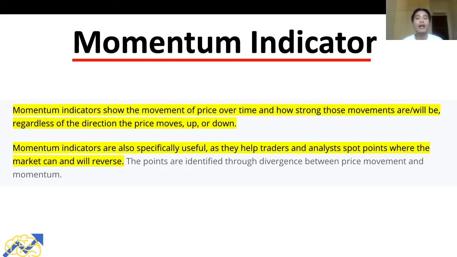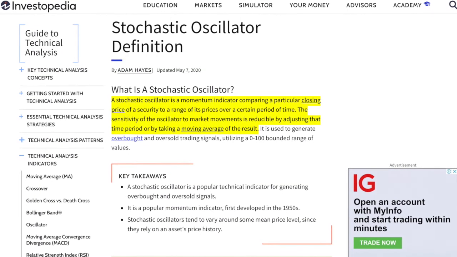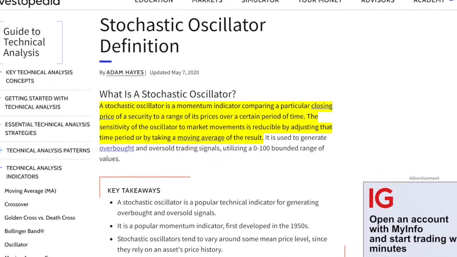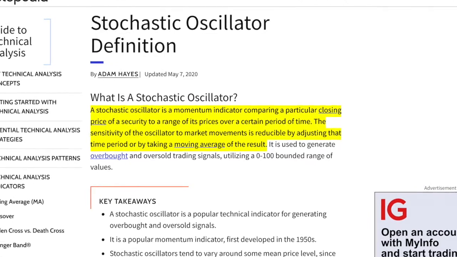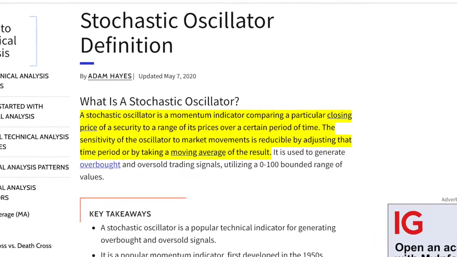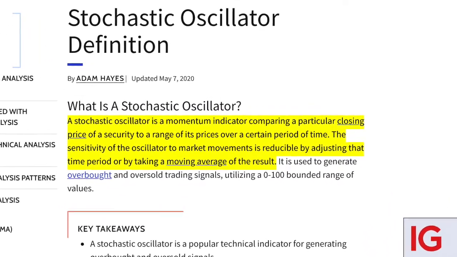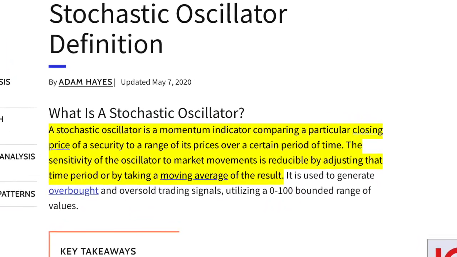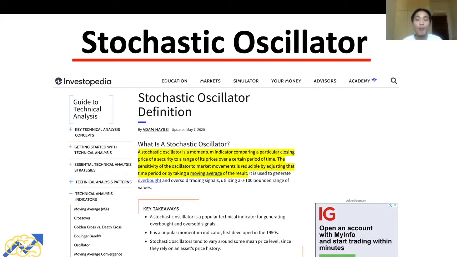So now that we know what a momentum indicator is, let's take a look at what a stochastic oscillator is. A stochastic oscillator is a momentum indicator comparing a particular closing price of a security to a range of its prices over a certain period of time. It is used to generate overbought and oversold trading signals utilizing a 0 to 100 bounded range of values. Those are the definitions for the momentum indicator and a stochastic oscillator.